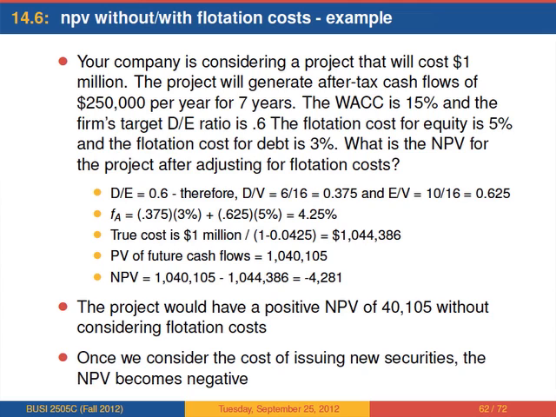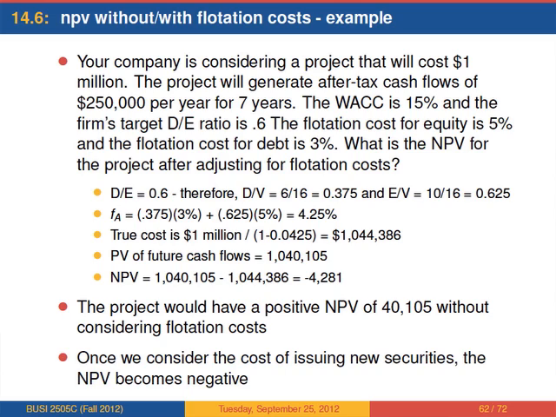Okay, that's the last example for today. Why do you need to do this? Well, here's a great example right here. The net present value of the project, without the flotation cost, is 40,105. Remember that net present value is called net because it's the present value of the inflows minus the present value of the outflows. So the present value of the inflows is 1,040,105. The present value of the outflow is just a $1 million investment.